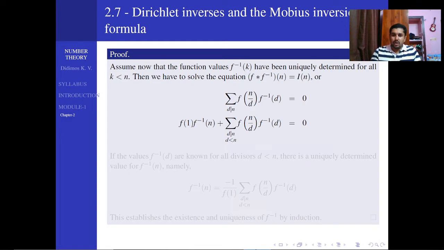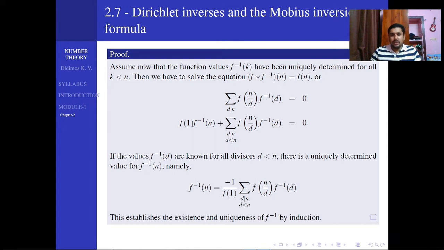From this you can write f inverse of n is equal to minus 1 divided by f of 1, sigma over d dividing n, d less than n, of f of n by d times f inverse of d. If all the terms in the right hand side are uniquely determined, then we can say that f inverse of n is uniquely determined. So our assumption is that f inverse of d is known for all divisors d less than n.